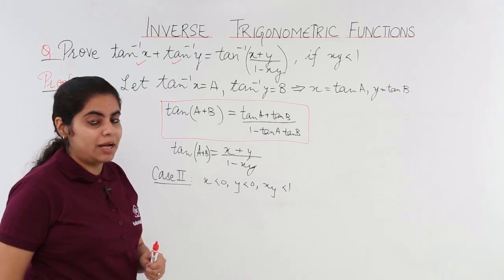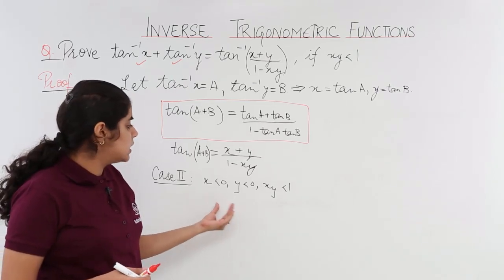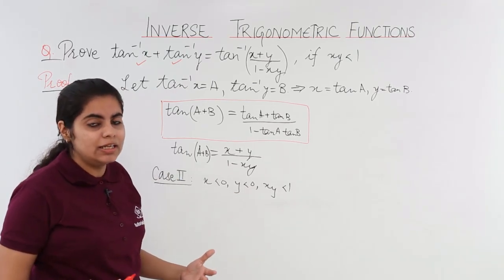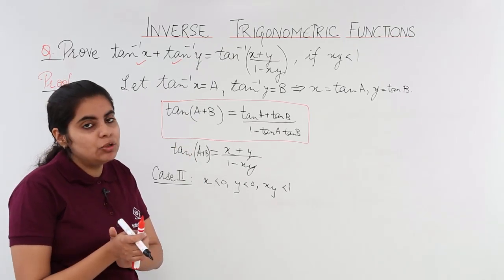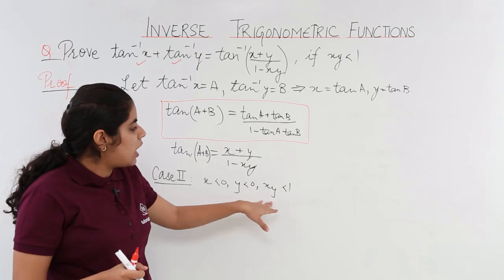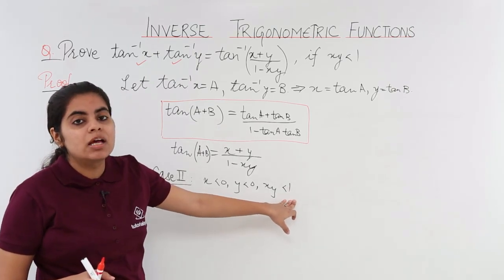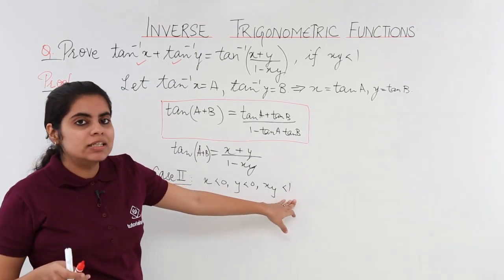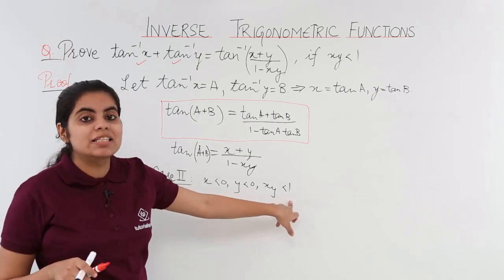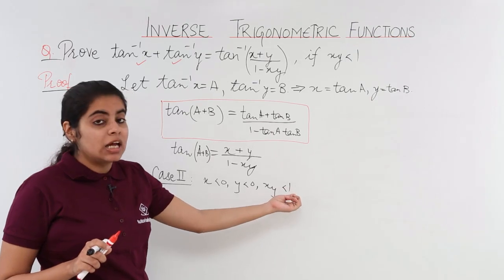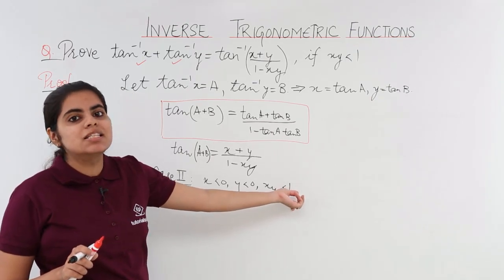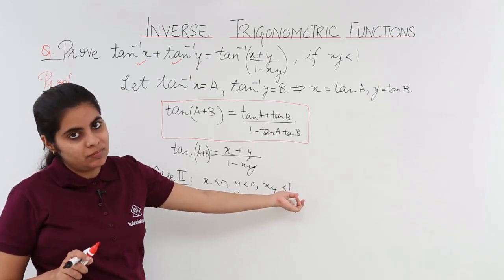Now, some of you might be thinking that if x is less than 0, y is less than 0, both are negative, and negative into negative is what? Negative into negative is positive. So, how is it less than 1? My dear students, consider that xy less than 1 is given and not less than 0. So, it again is a positive quantity greater than 0, but it is less than 1, right?